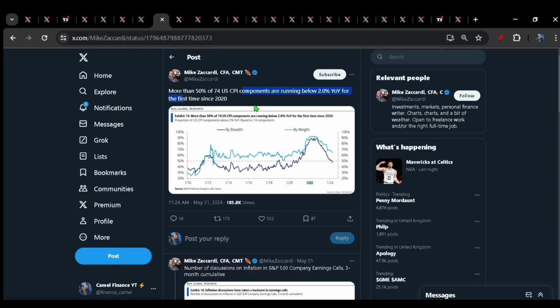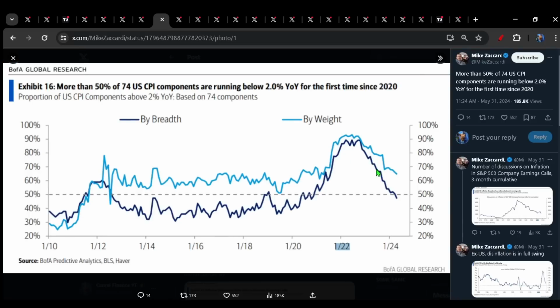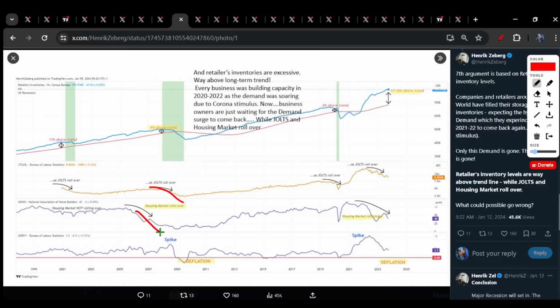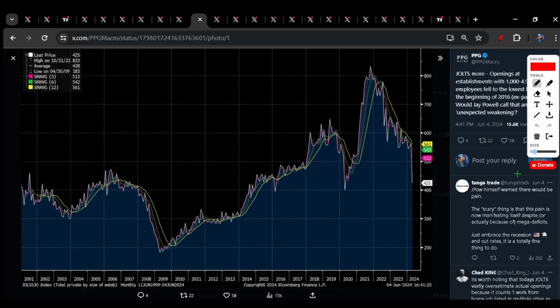But as it stands, more than 50% of the CPI components in the basket are currently running below 2% year over year for the first time since 2020. So that is encouraging. Again, it's going to be a big week for the CPI and for this channel. For those of you wondering what the significance of this is, we've had this before. We see the JOLTS roll over, the housing market come off, and we see the spike in inflation be resolved to a short period of deflation. All of this coincides with a big recession. I've been making the case that the same thing is happening again. JOLTS rolling over, housing market down, looking for that final leg down before ultimately slipping into deflation at the end of a recession. And speaking of the JOLTS data, it came out this week, and you can see right here, okay? That is a sign of things to come.